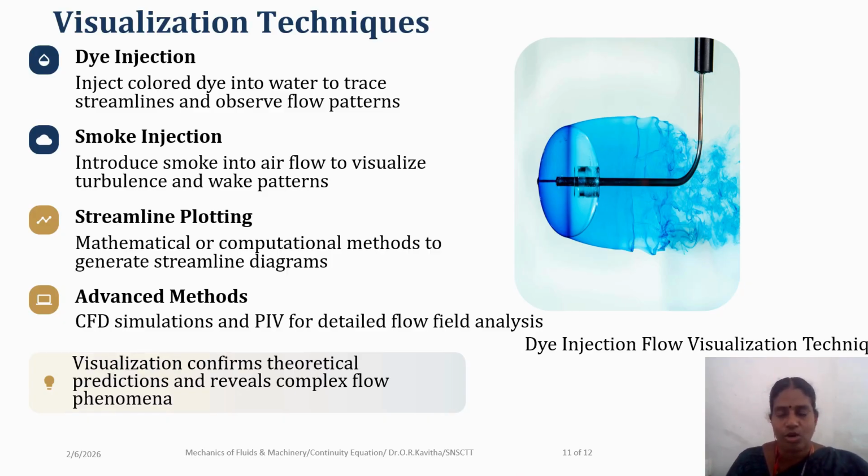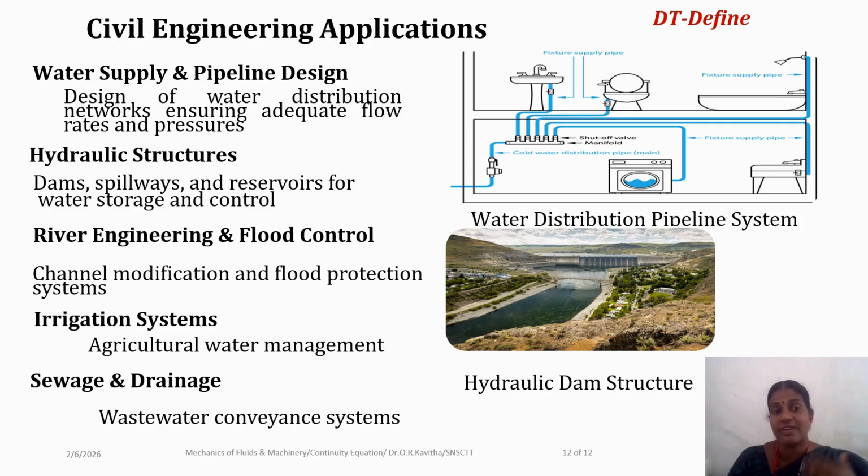So these are all the topics I have covered. Now, where do we use this? Civil engineers who are working in government sectors should study water supply systems. We have to design water distribution networks and systems, and also design hydraulic structures like dams, spillways, reservoirs, etc. And also river engineering and flood control are very important.